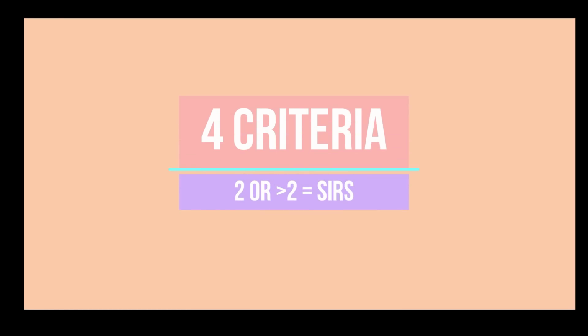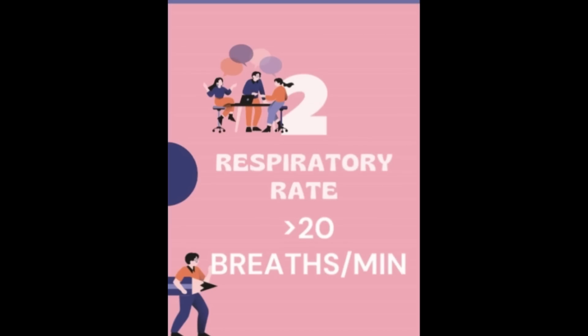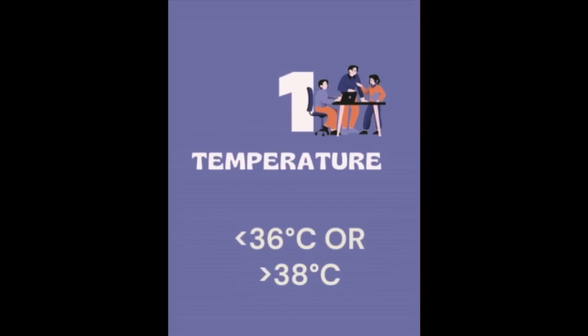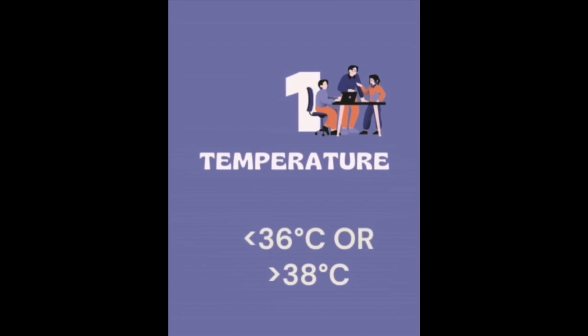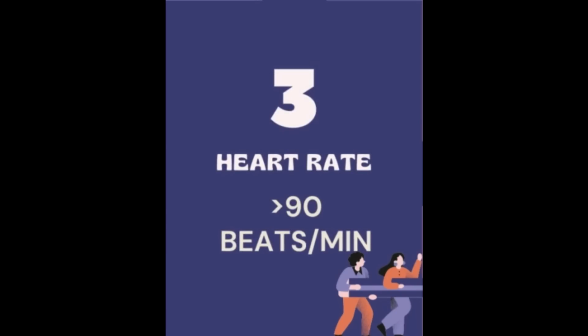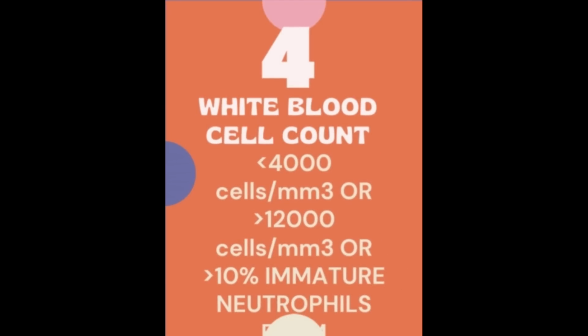are met. The criteria which are used are four in number, which include temperature, respiratory rate, heart rate, and white blood cell count. The temperature, if less than 36 degrees centigrade or greater than 38 degrees centigrade, is one of the criteria. Respiratory rate greater than 20 breaths per minute or PaCO2, partial pressure of carbon dioxide, less than 4.3 kilopascal; heart rate greater than 90 beats per minute; white blood cell count less than 4 or greater than 12, or greater than 10% immature neutrophils.